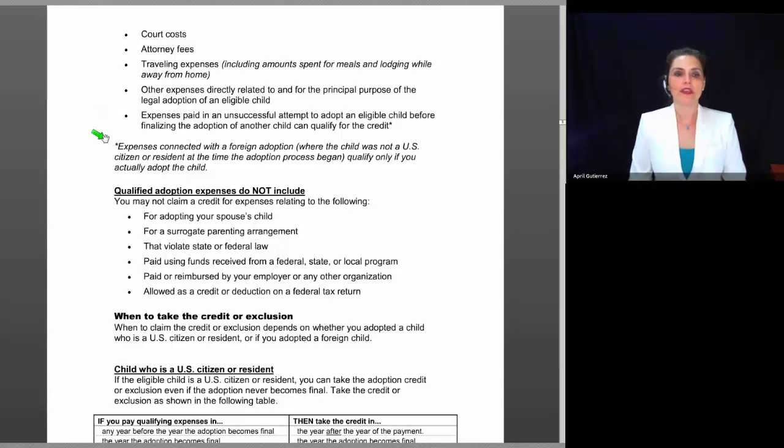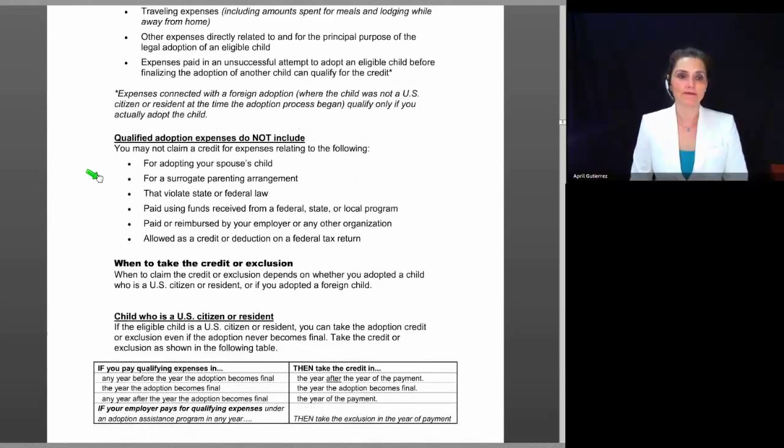can qualify for the credit. However, expenses connected with a foreign adoption where the child is not a U.S. citizen or resident at the time the adoption process began qualify only if you actually adopt the child. So in other words, if you attempt to adopt a child here in the United States, a child that is a resident of the United States, and that adoption fails, all of the costs that you put into adopting that child are going to be allowed if you eventually successfully adopt another child. But if you make an attempt to adopt a child outside of the United States, a foreign adoption, and that adoption falls through, and then later on you successfully adopt another foreign child, the adoption costs related with the first failed adoption are not allowable, only the costs associated with the successful adoption.